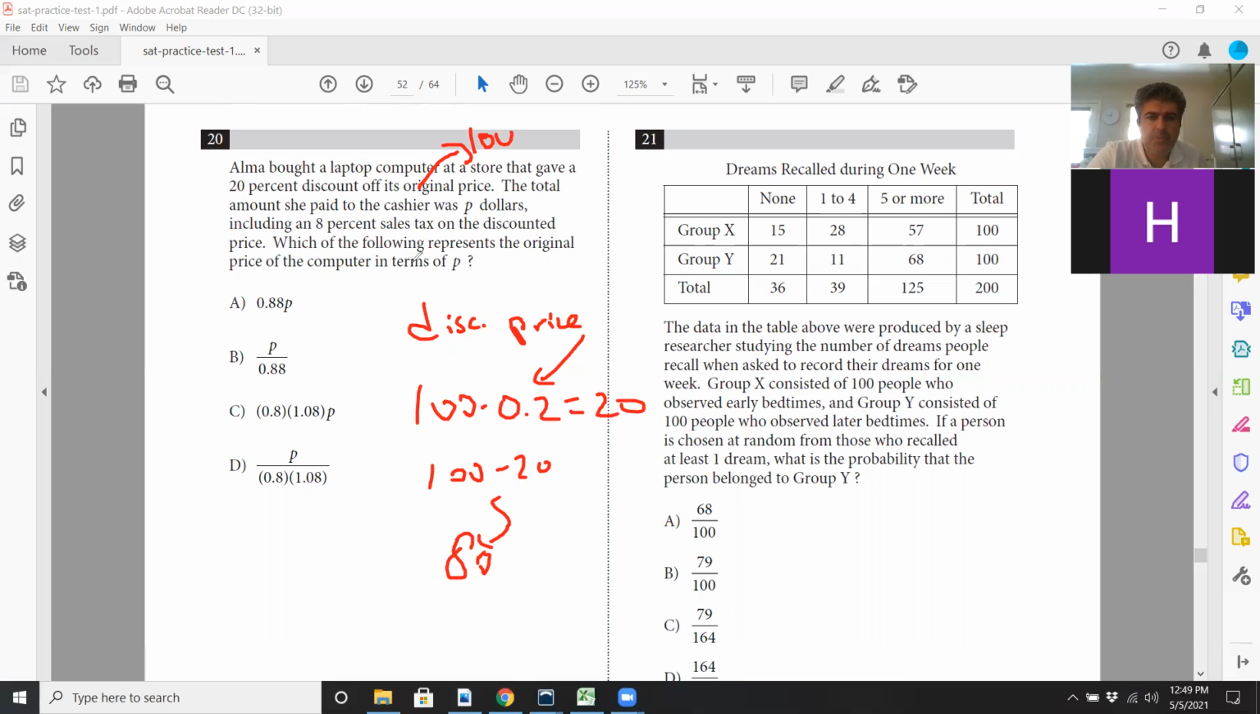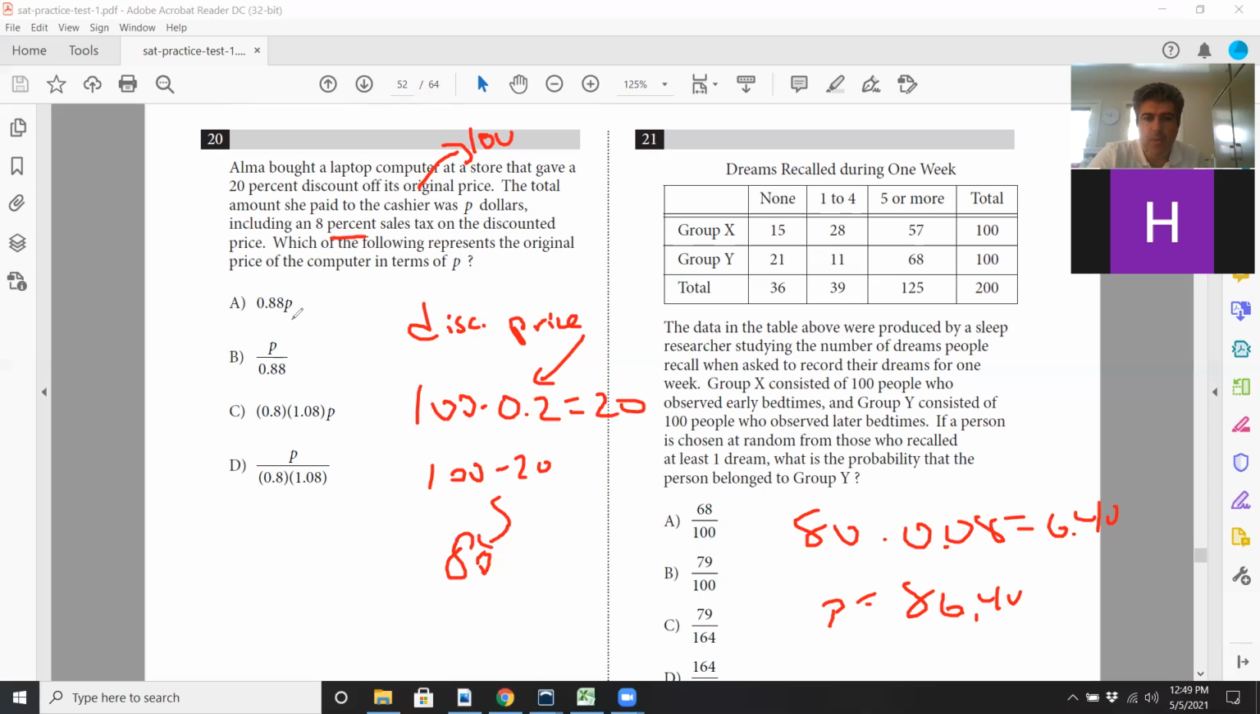But they said that she paid P dollars, which includes 8% sales tax. So this is where you want to use your calculator. You do 80 times 0.08 to get the sales tax, which is 6.4, and tack it on to $80. So it's $86.40. That's what P equals, because it said P represents what you gave to the cashier.